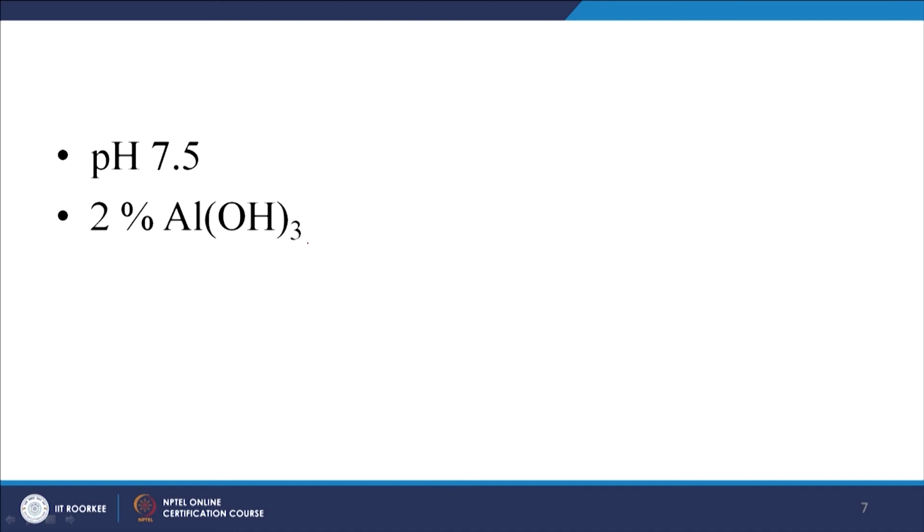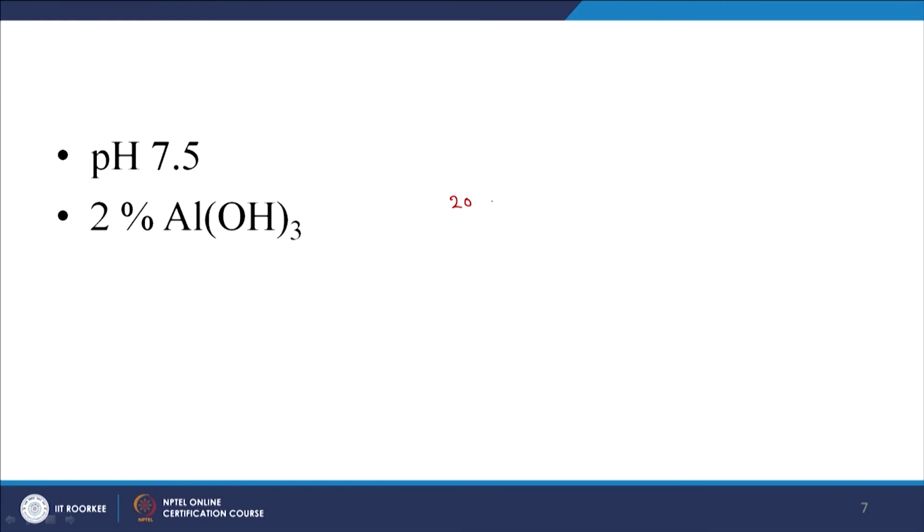Let's also plug this in and see what it transforms into. So 2% per kg, let's say, how much would that be? So 1000 grams, right. So 1% would be 10 grams and 2% would be 20 grams. So 20 grams per liter, that's what 2% Al(OH)3 is.